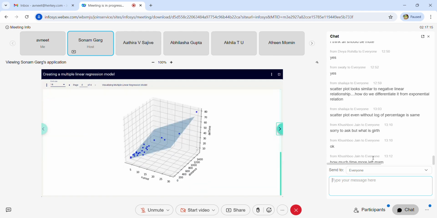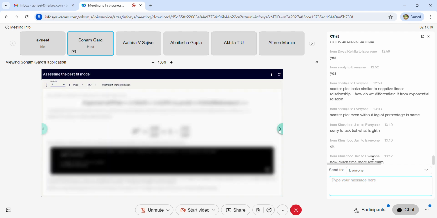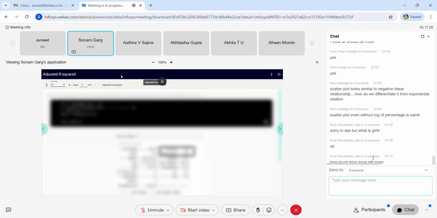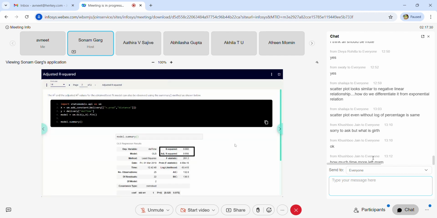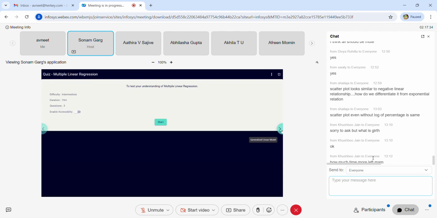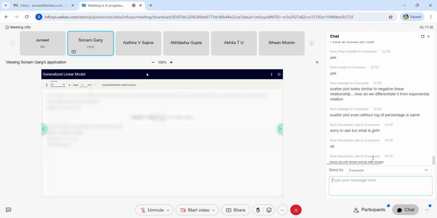Same projectile to show you. Now this time you will not have, I think one small topic is left and we'll do that and then maybe we'll end this. Because this you have already done, I'll not do it again. Adjusted R squared also we have already talked about, what is adjusted R square. Yeah, this one. Generalized linear model.